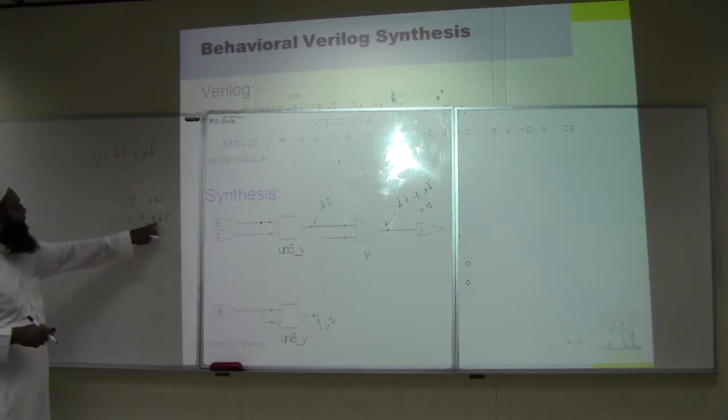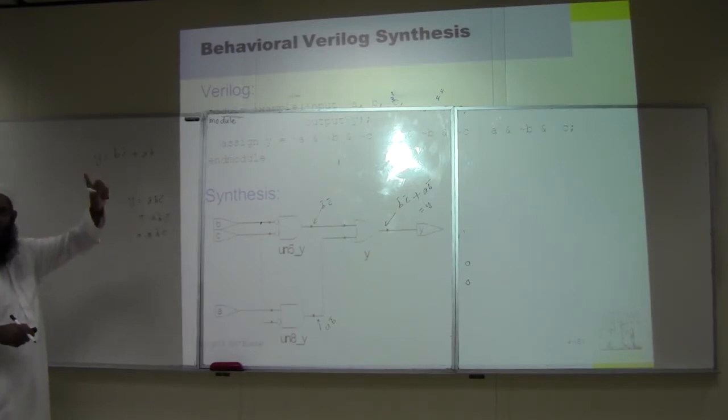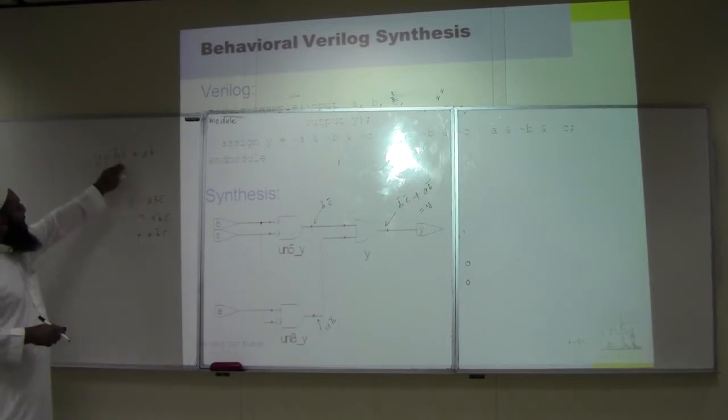A, B bar is very easy. You have A, B bar, A, B bar. If you take common, C will go. Yes. But what about this? We need B bar, C bar.